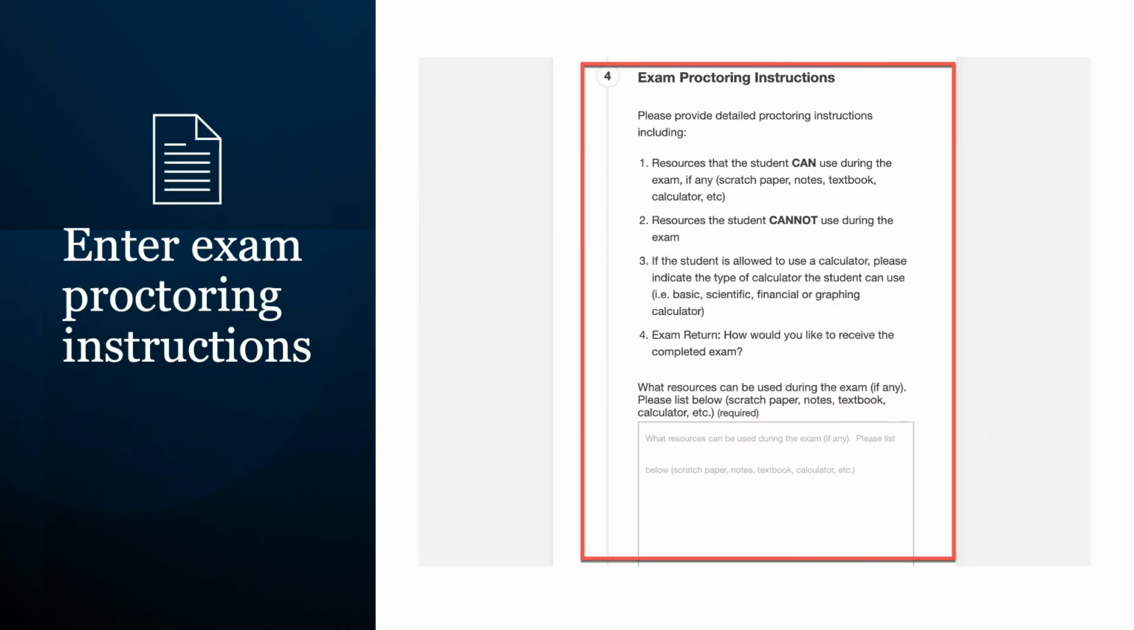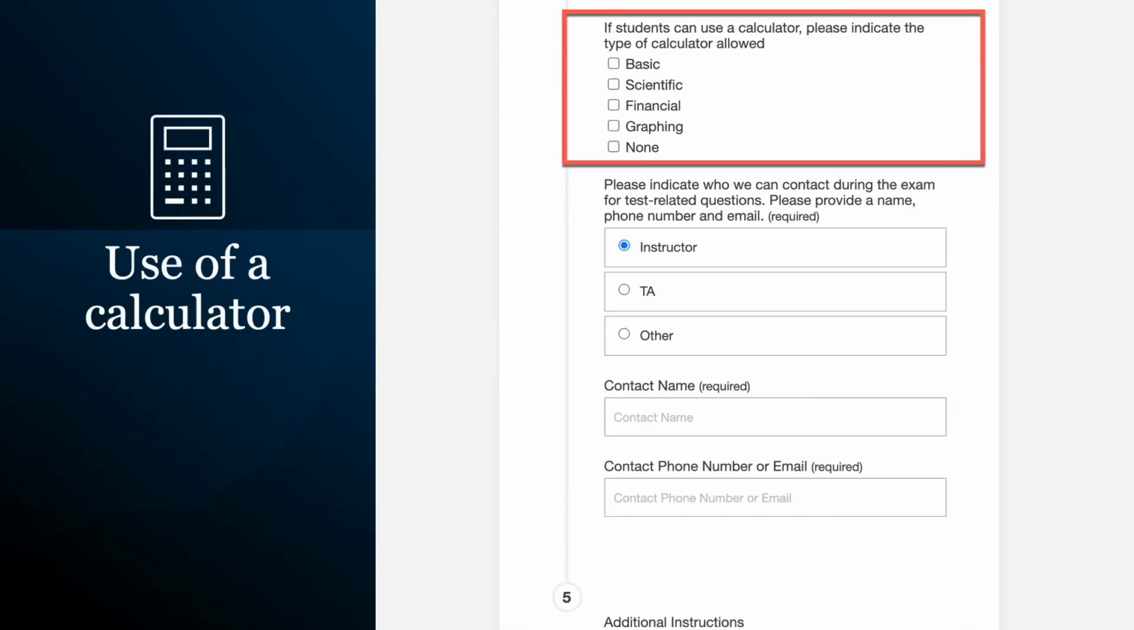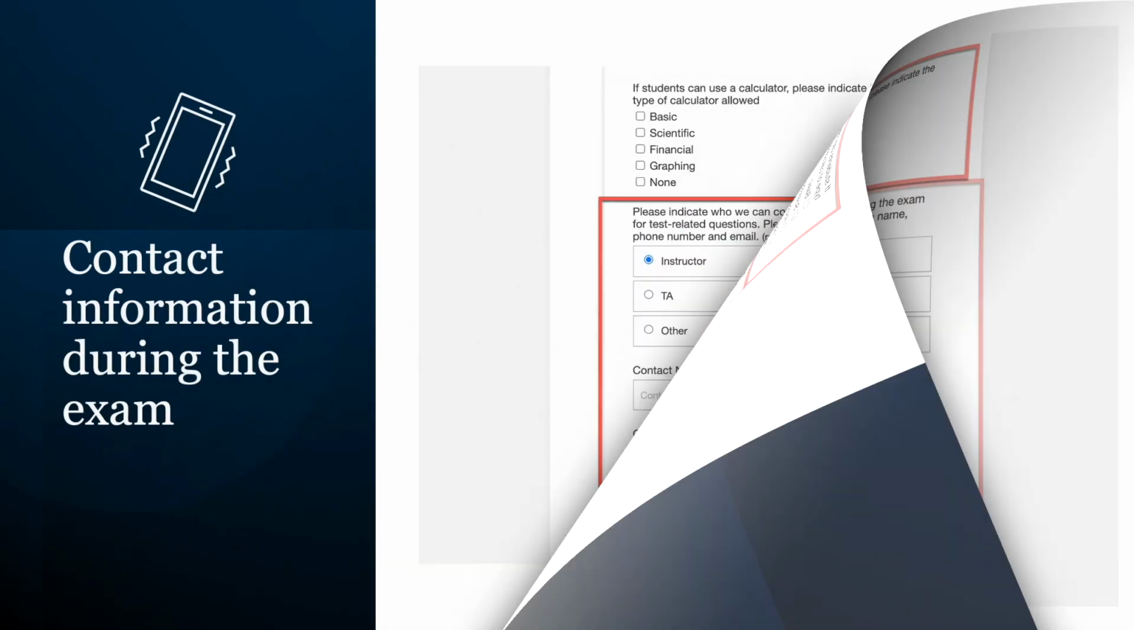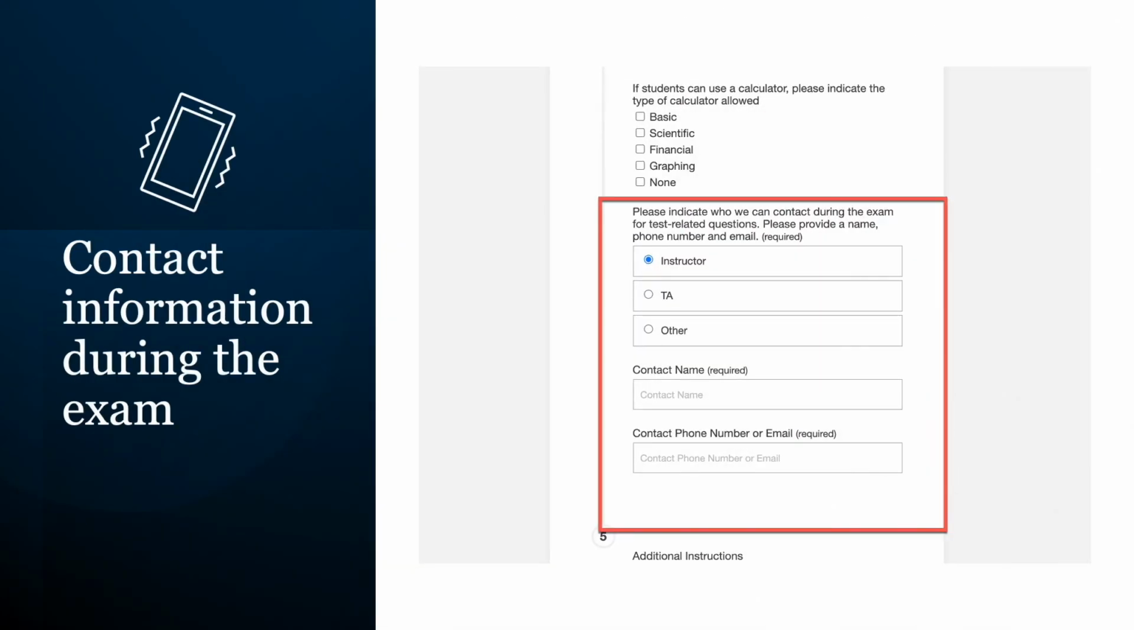In Section 4, please list all the materials or resources the student can use during the exam, such as notes, textbooks, or formula sheets. If the student is allowed to use a calculator during the exam, please indicate what type of calculator they can use. In this section, please provide the name and phone number or email of the person the testing center can contact during the exam if a student has questions.